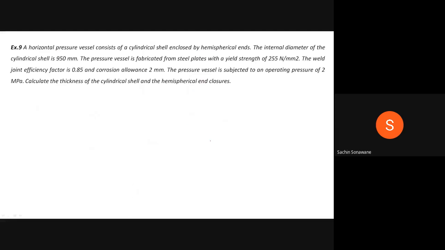Write down the problem. A horizontal pressure vessel consists of a cylindrical shell enclosed by hemispherical ends. The internal diameter of the cylindrical shell is 950 mm. The pressure vessel is fabricated from steel plates with a yield strength of 255 Newton per mm square. The weld joint efficiency factor is 0.85 and corrosion allowance is 2 mm. The pressure vessel is subjected to an operating pressure of 2 megapascal. Calculate the thickness of the cylindrical shell and the hemispherical end closures.